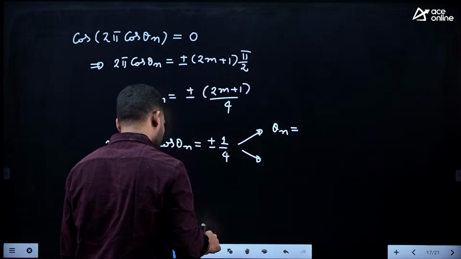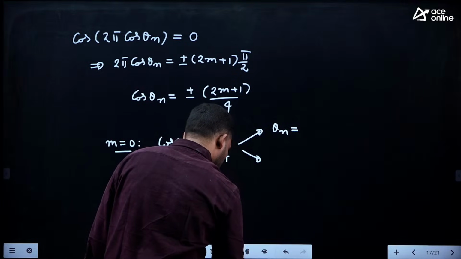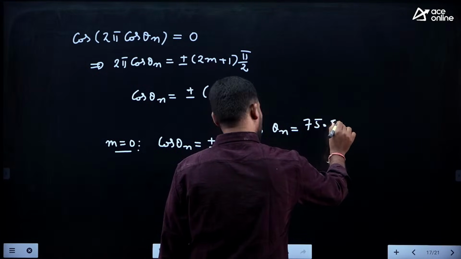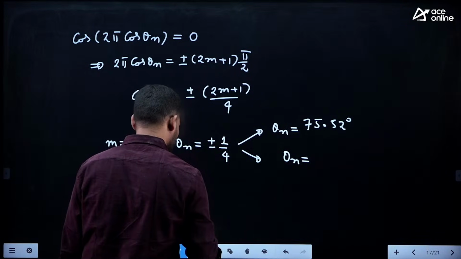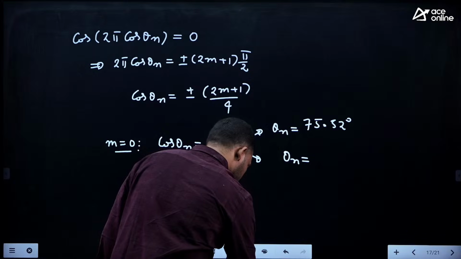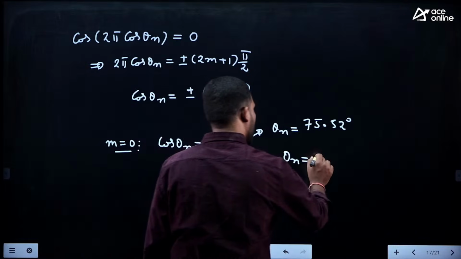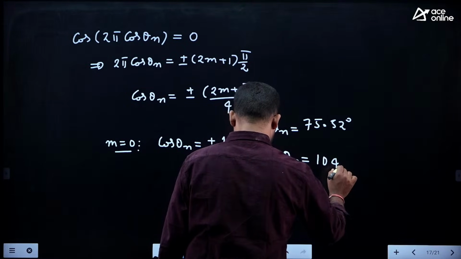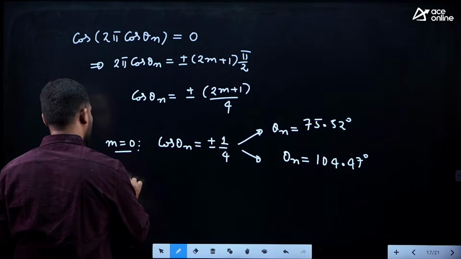Check out what the cos inverse of 1/4 is: 75.52 degrees, my calculator is showing. The other one is cos inverse of minus 1/4, which is 104.47 degrees. The other one is m is equal to 1.